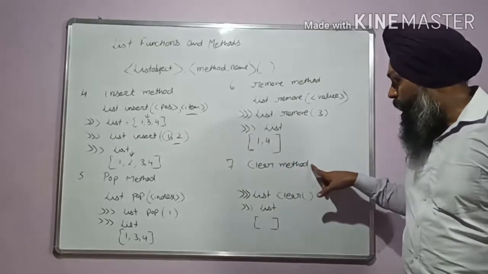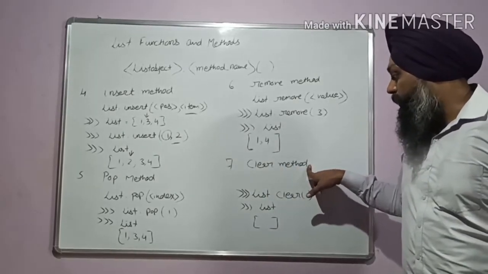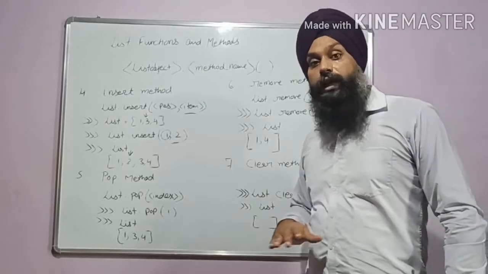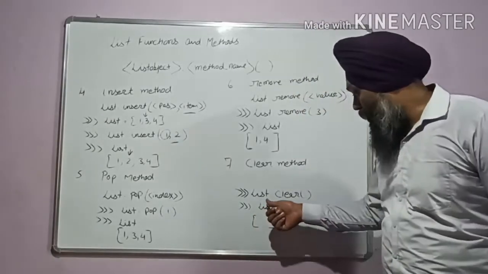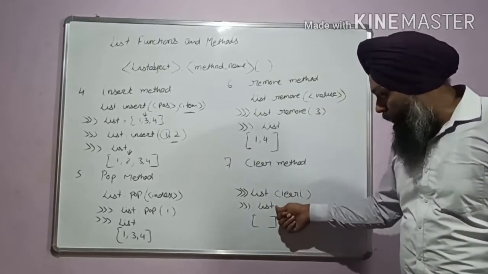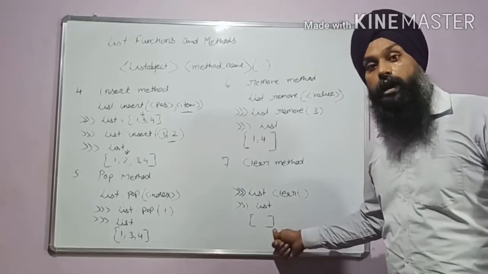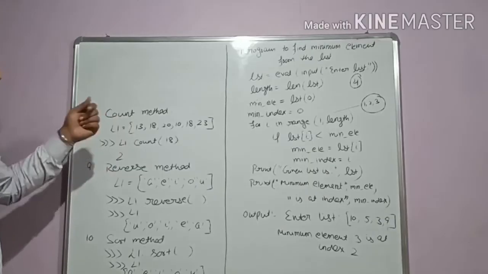Next we have the clear method. Clear method is used to delete all the elements of the list. So after the clear method the list becomes an empty list. Count method.